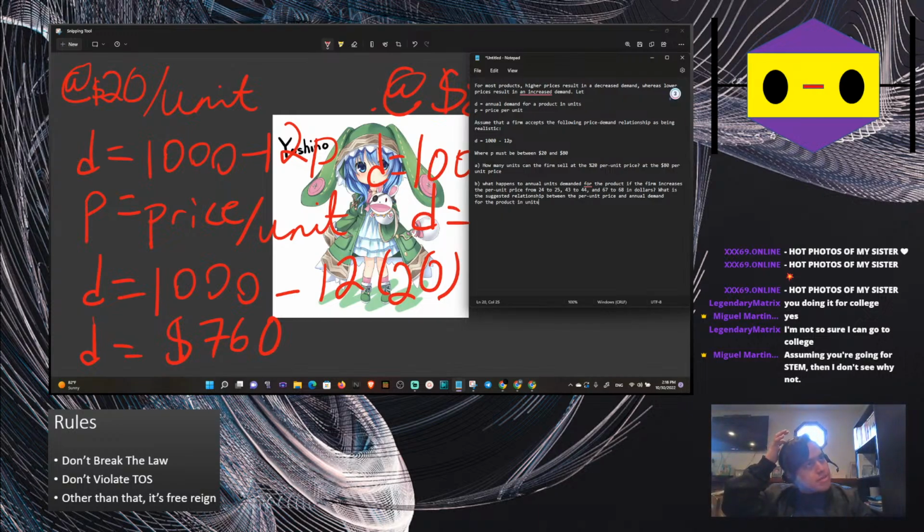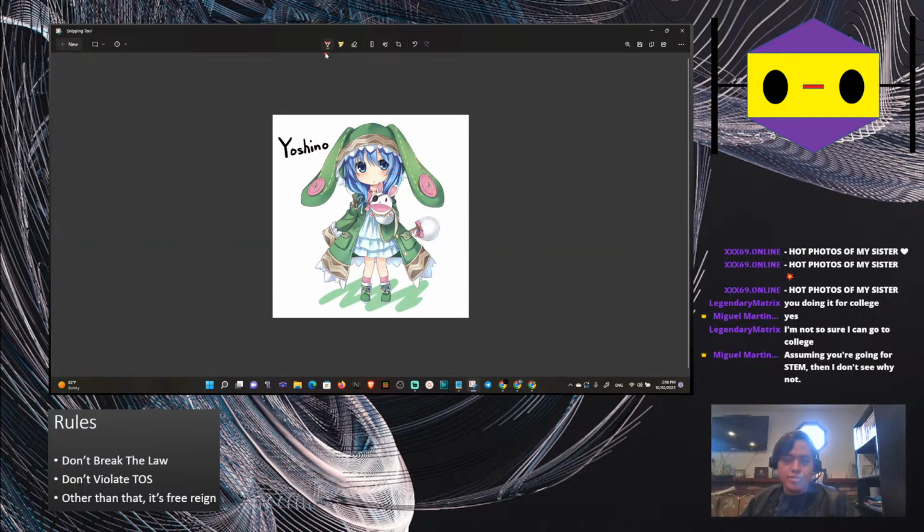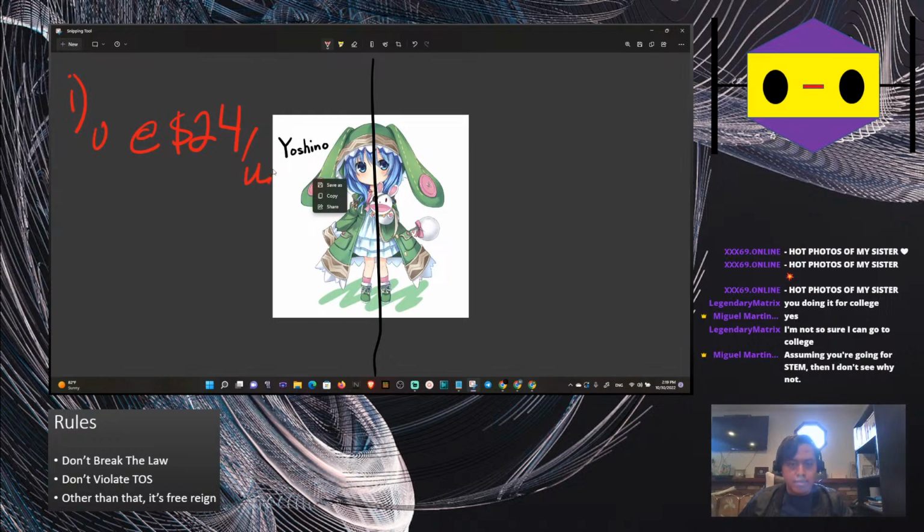Okay, so do you remember how this one worked? Okay, so let's continue on. And for the sake of having something to separate them, let's use the color black. We have a nice little line. Let's continue. So now we need to see what happens to unit demanded from 24 to 25. So at $24 per unit, what happened?